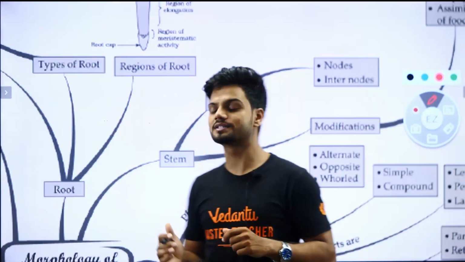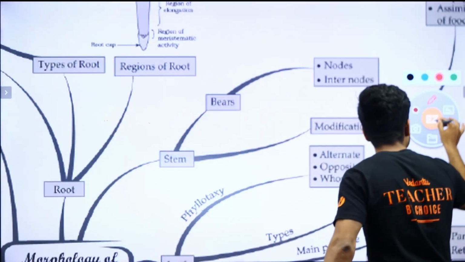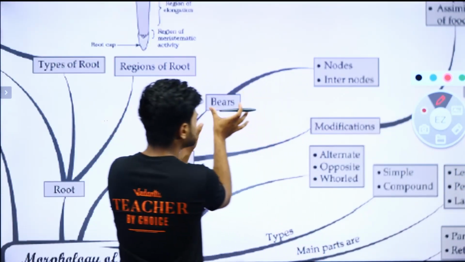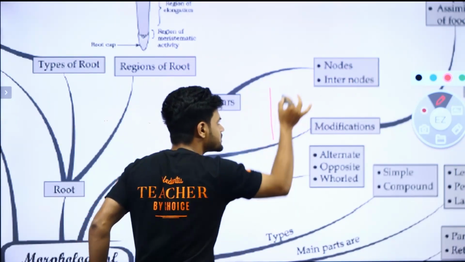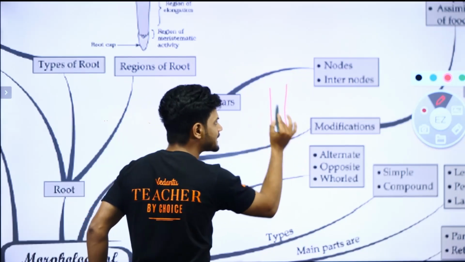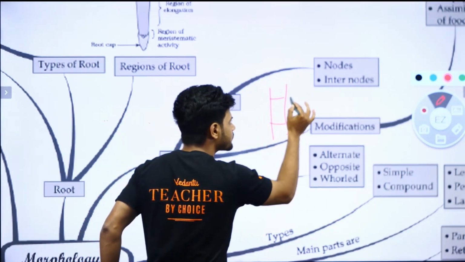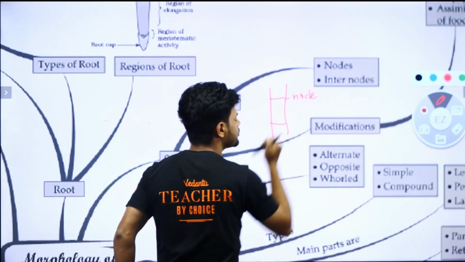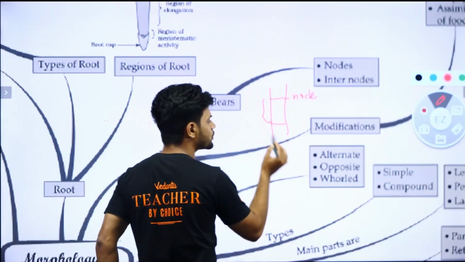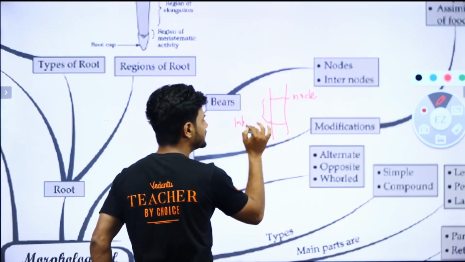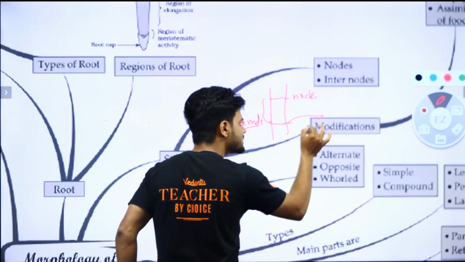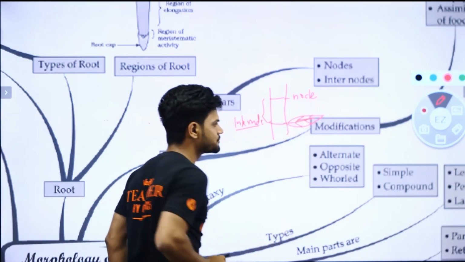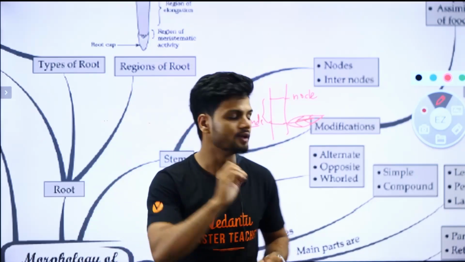The next thing you need to know is the stem. Now, here you need to know the structure of the stem first. That is, a particular stem bears nodes and internodes. This is a particular stem. On this stem, we'll have a line like this called the nodal region. Between the two nodes, this region is called the internodal region. And on this nodal region, we can see the development of leaves.